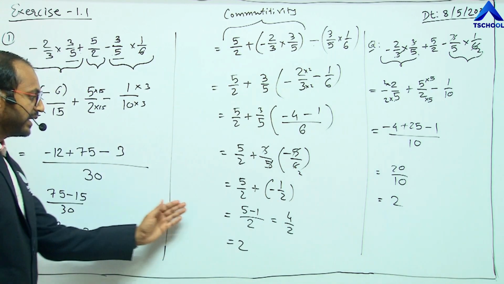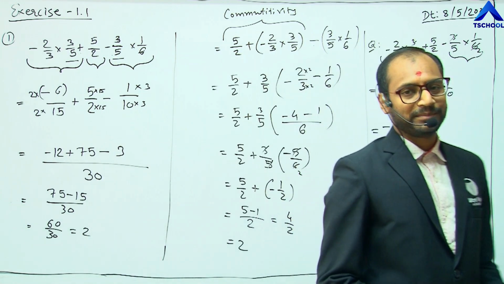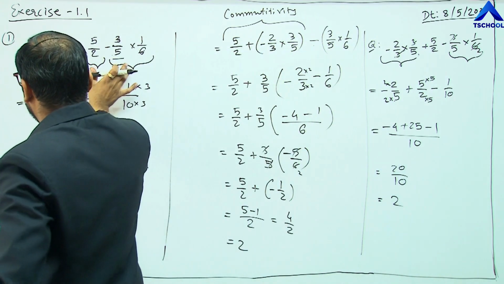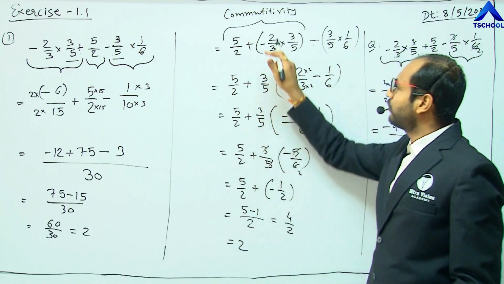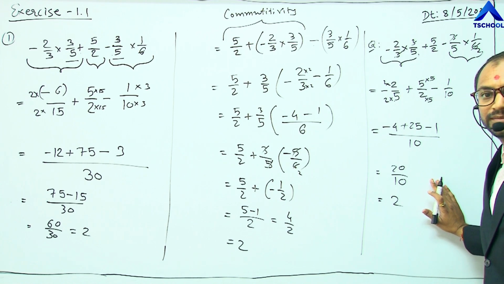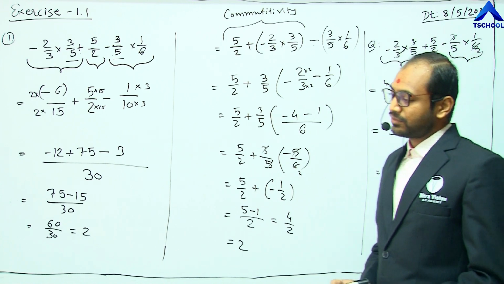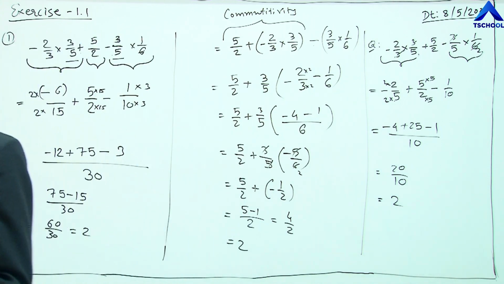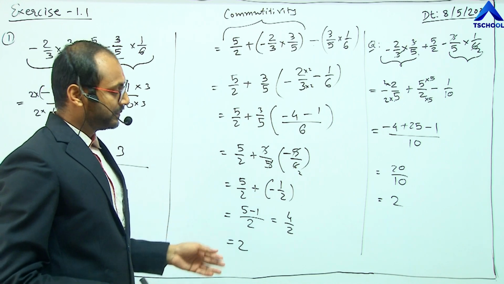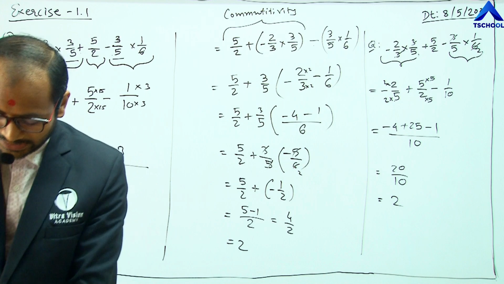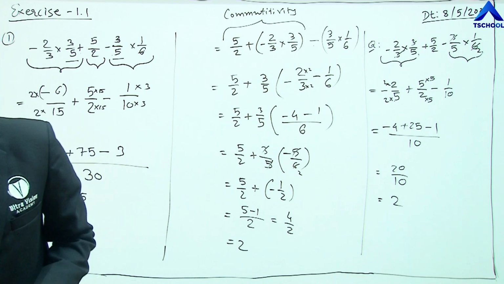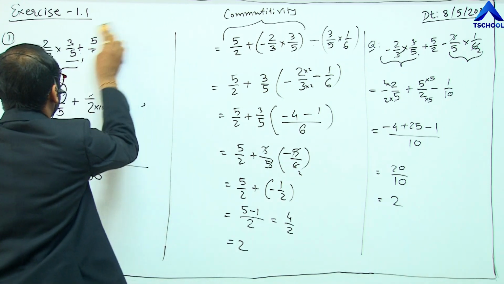So here there are three methods to solve a single problem. Here we are using some kind of associativity, here we are using some kind of commutativity, and here we are using the simple manner. So we can solve the problem in many manners, but as per your syllabus we can solve it this way. Now the second problem you will do at your home. Now let me move ahead.